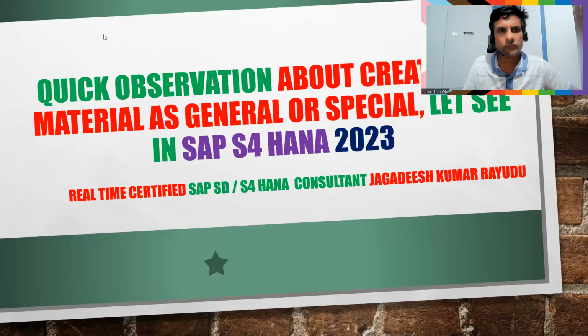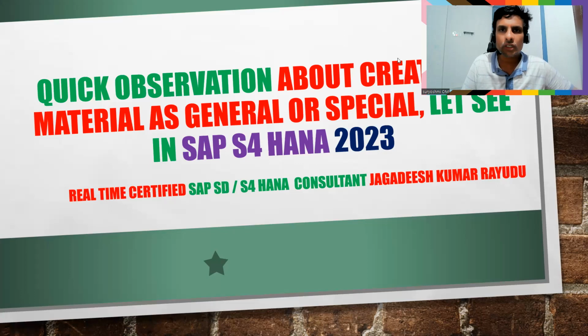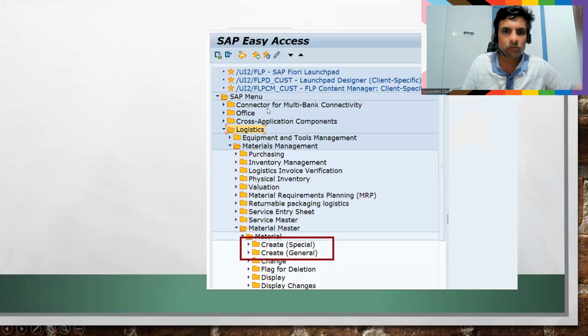Hi, welcome back. This is not a major change, but it's a quick observation about the creation of the material as general or special. Let's see in SAP S/4HANA. So what happens here? You can find two things.